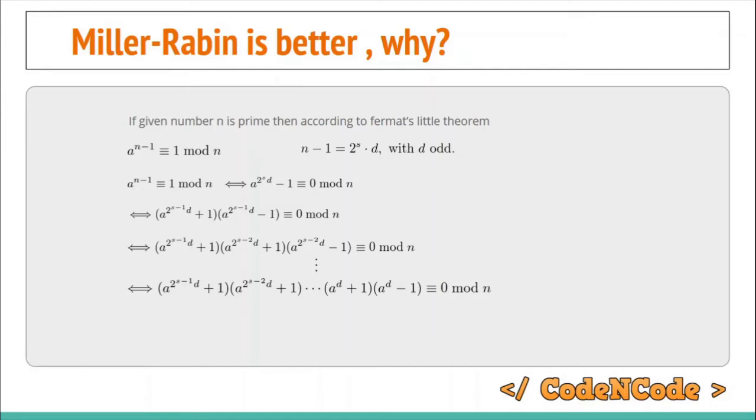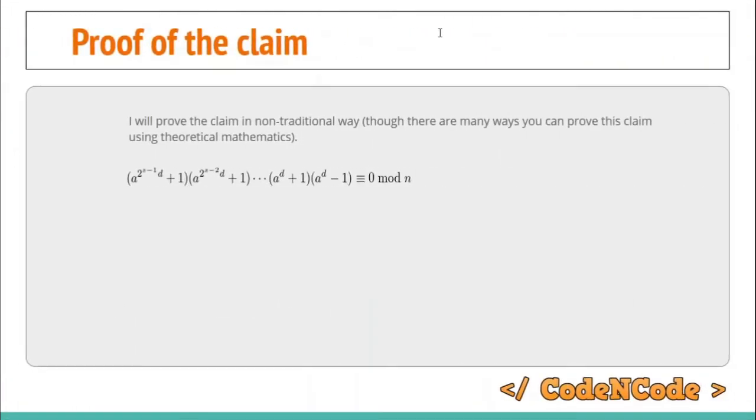Now we have seen why the Miller-Rabin test is actually better as compared to Fermat's primality test. Now let's prove why, if n is a prime number, it must divide at least one of these factors. There are many ways you can prove this claim. One of the methods is using contradiction, but I'm going the non-traditional way.